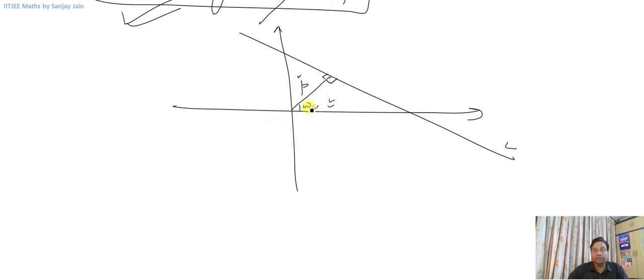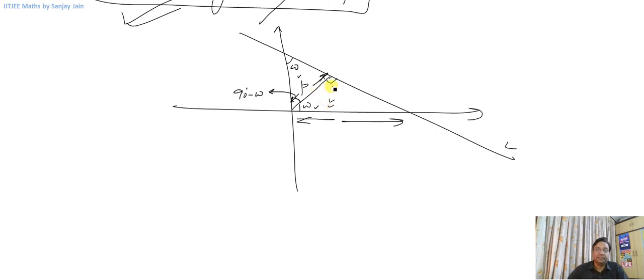So if this is omega, this will be 90 minus omega. This angle will be 90 minus omega. So what will be this angle? This angle will again be omega. Now once you know this much, and you know that this length here is p, so you can find this length. What will be this length?